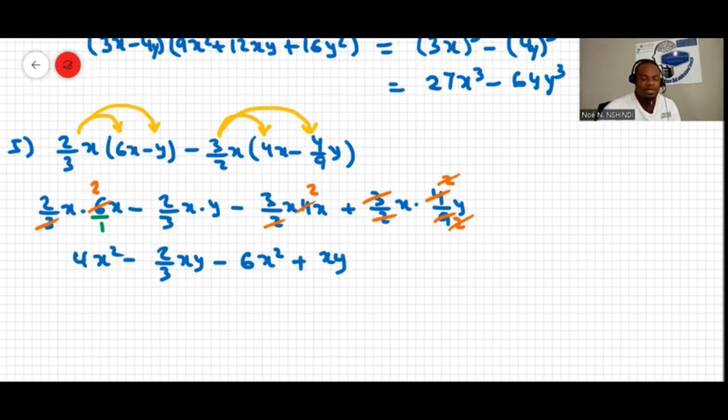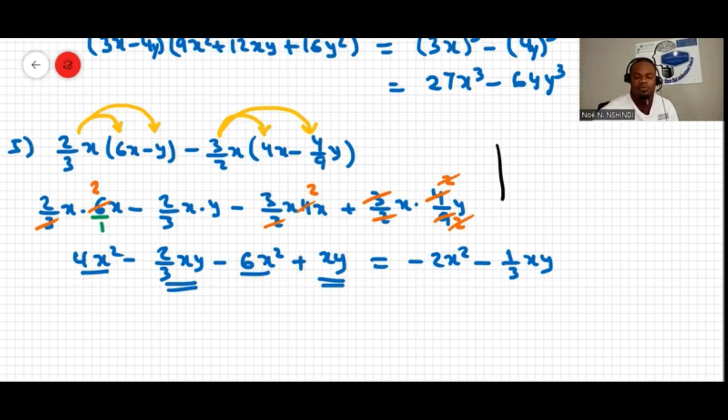Now, can we combine like terms? We can see that 4x squared and negative 6x squared can be combined. That makes negative 2x squared. And then negative 2xy and xy are also like terms. We can combine them. If you do that, you're going to get negative a third xy. Can you prove it to me? Or I'll prove it to you. Let me prove it to you. I said negative, I meant positive there.